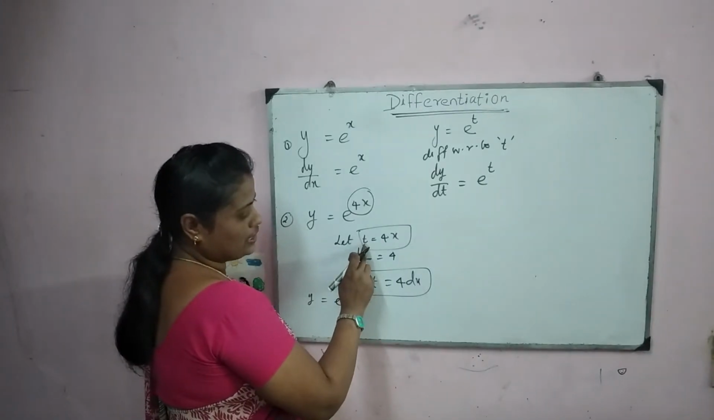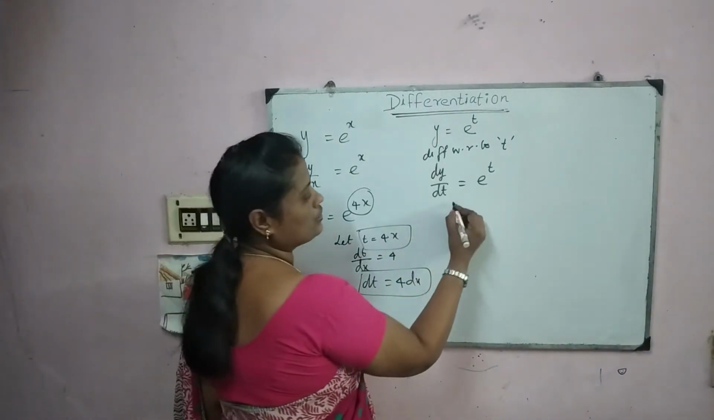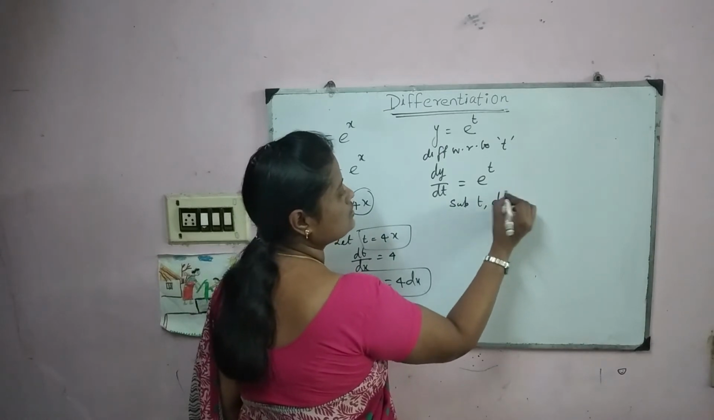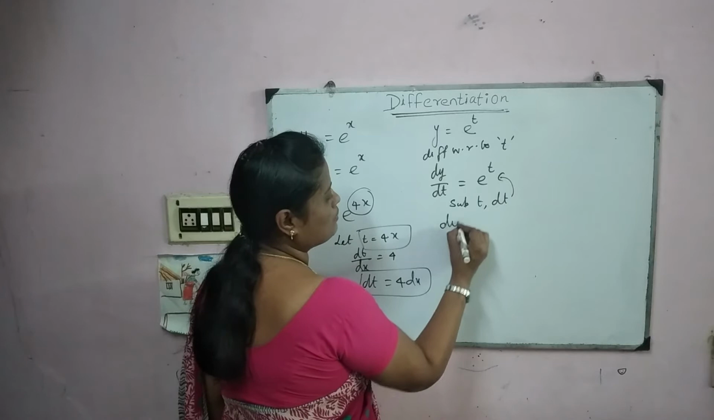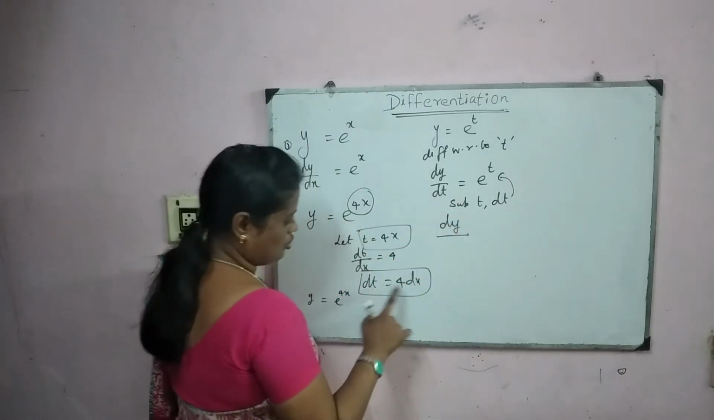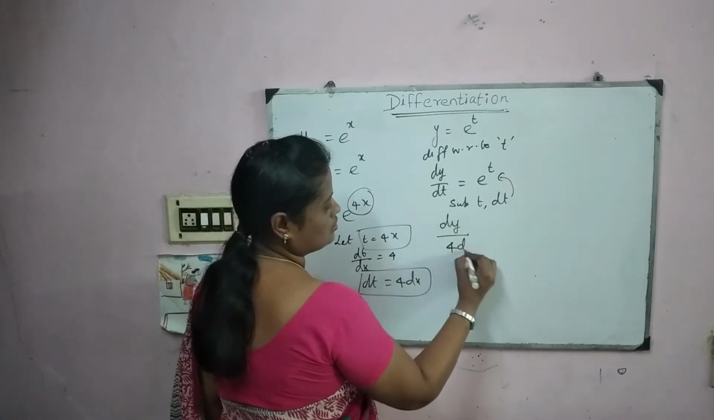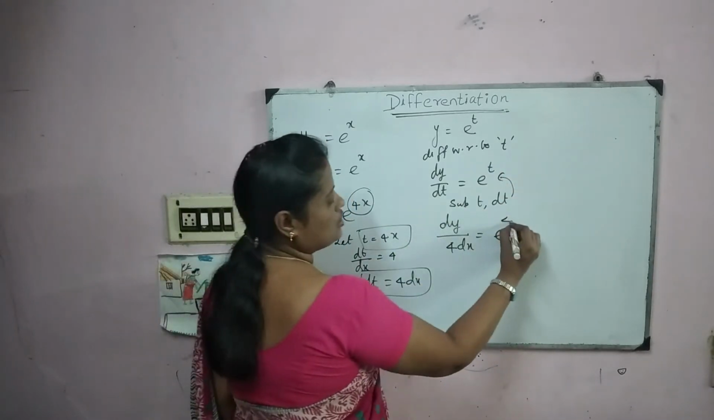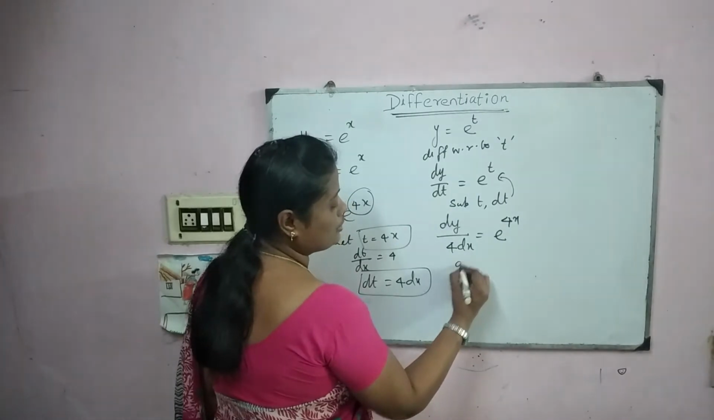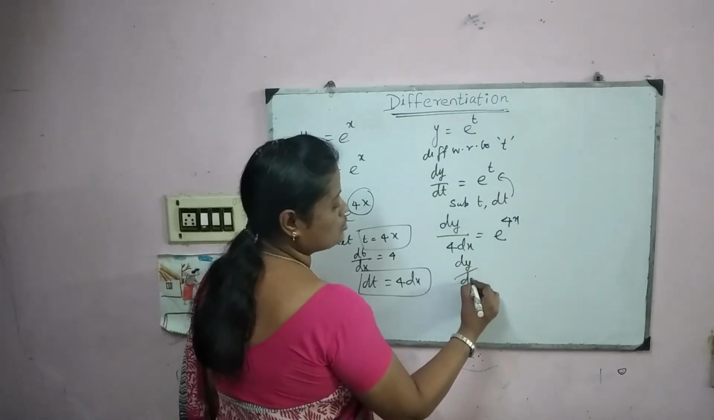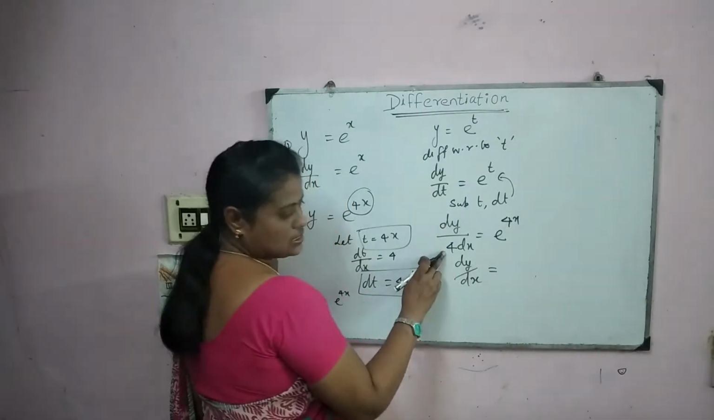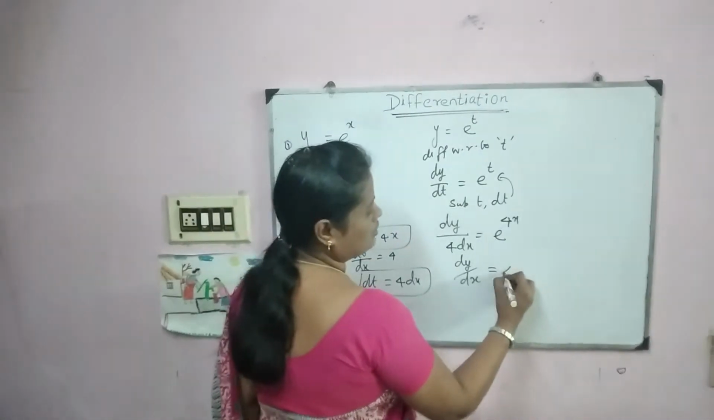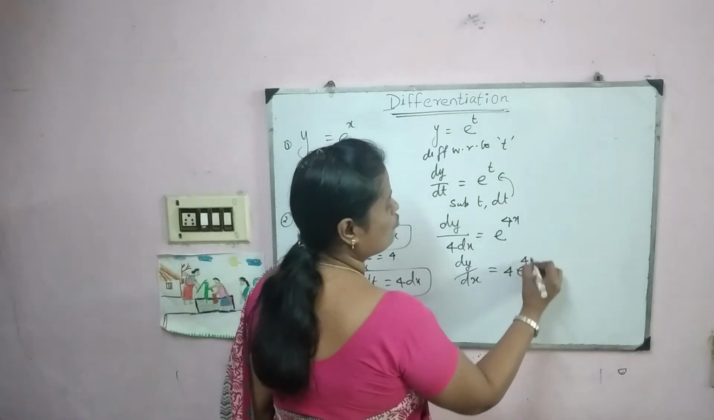We know the value of t is 4x. Substitute the t value and dt value in this equation. So dy by the value of dt, which is 4 dx, and e power, the value of t is 4x. Now we need only the derivative, meaning dy by dx. So dy by dx is equal to, the extra value here in the denominator is 4, you bring it to the numerator. So then our answer is e power 4x.